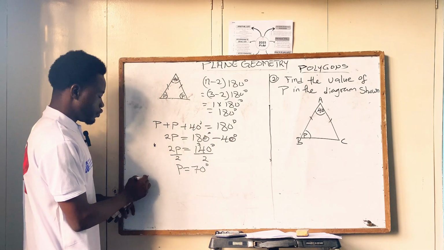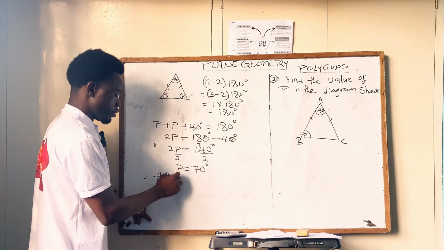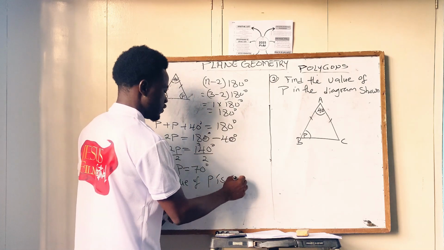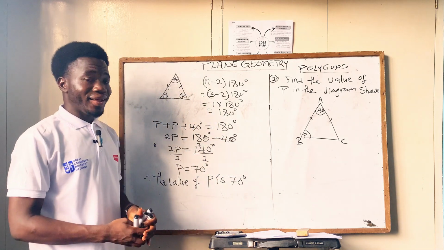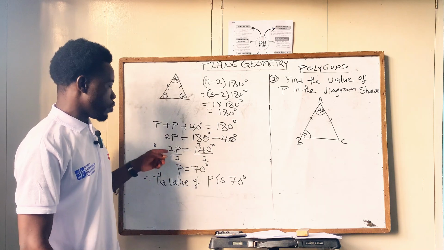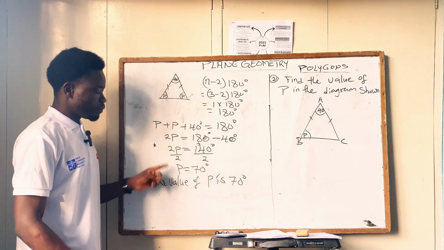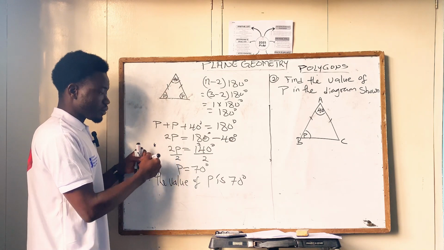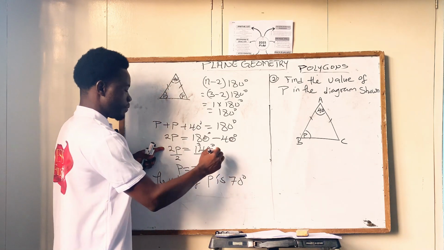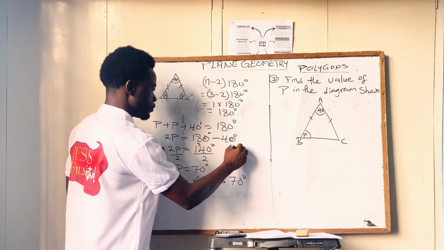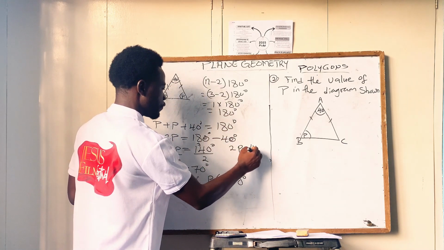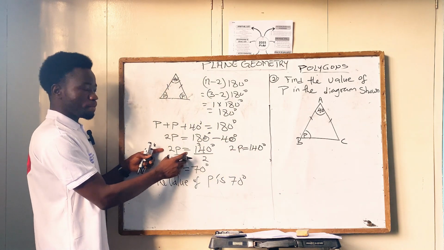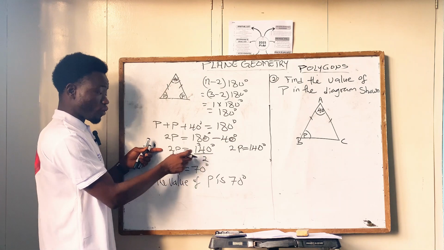Now, the value of p is 70 degrees. Once again, the conclusion is very important. Now, let me explain this. This step here, you realize that I wanted to skip, but I just joined it. You will lose a mark for this step: 2p equal to 140 degrees. This step is missing inside here because I went straight away to divide through from that step.